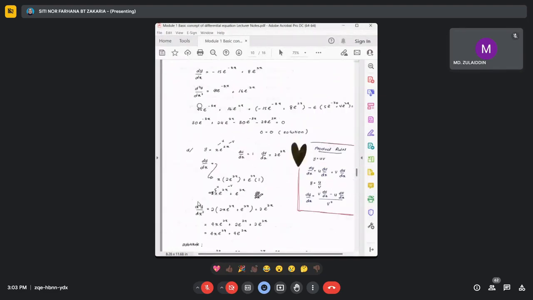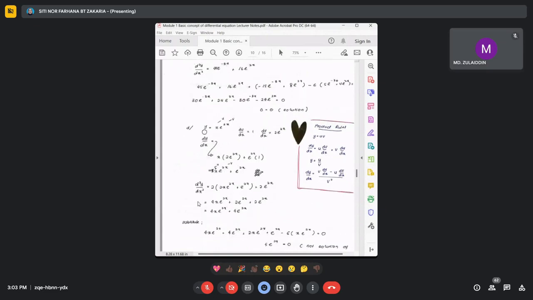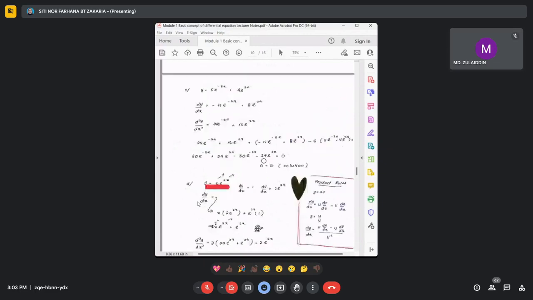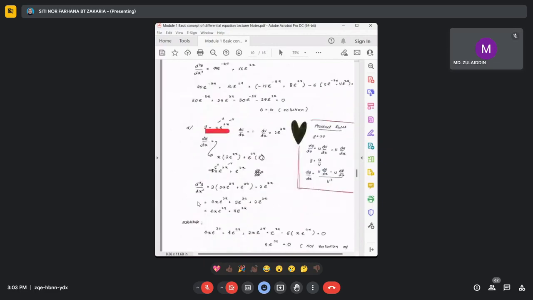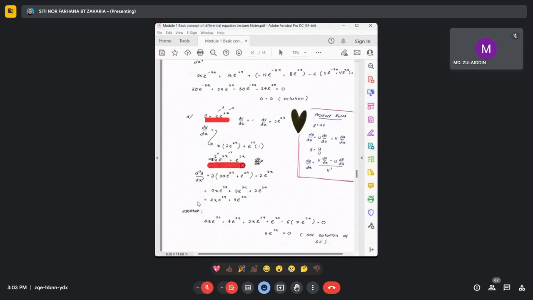Okay, let's see this one. The given function is y equals x exponential x. The DE equation is still the same. You need to differentiate twice because the DE is of order 2, so you need to differentiate twice. First differentiate, you will get this one.